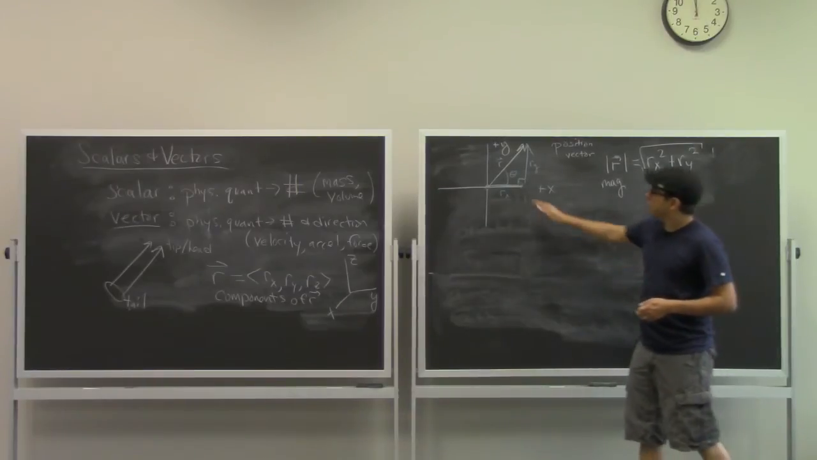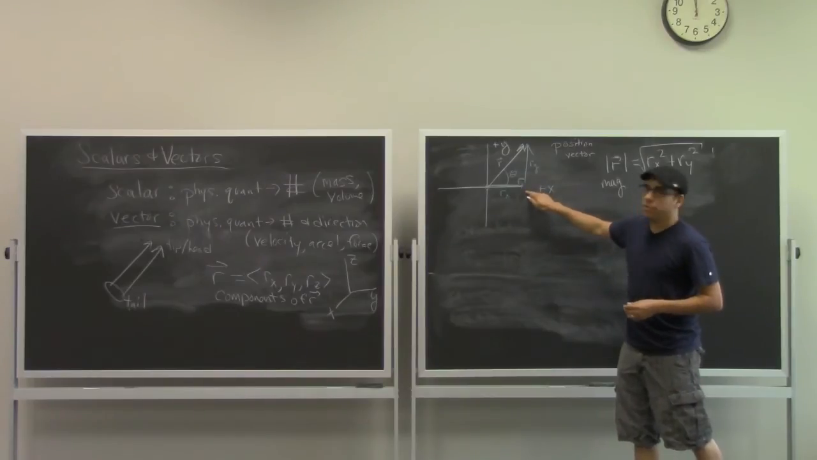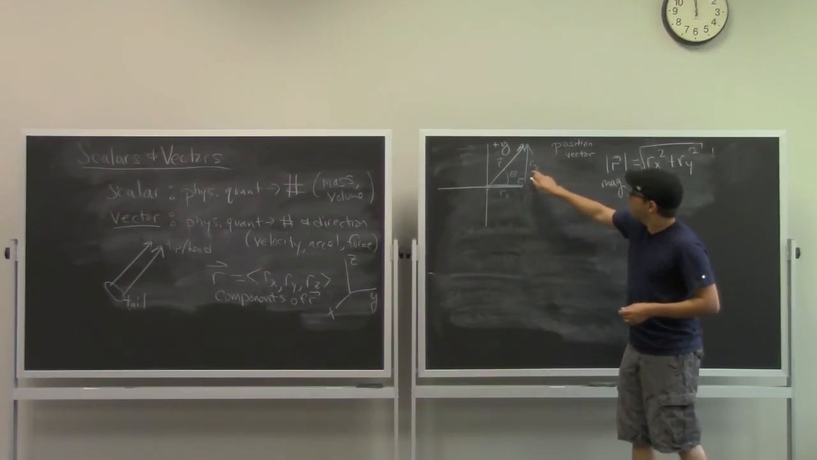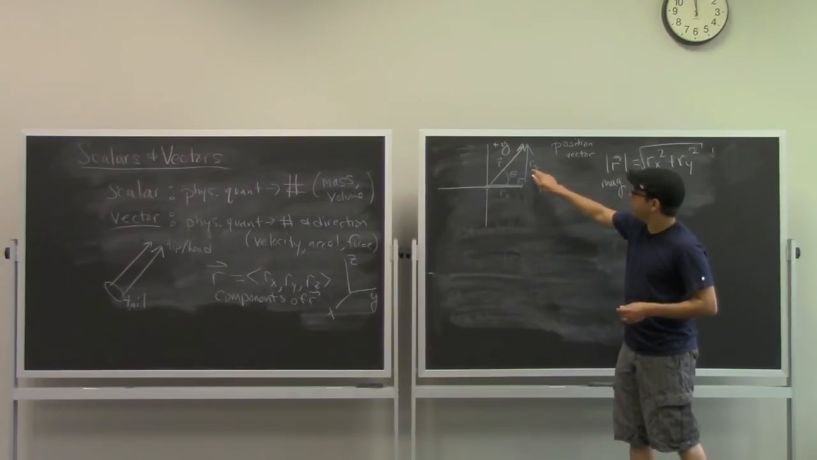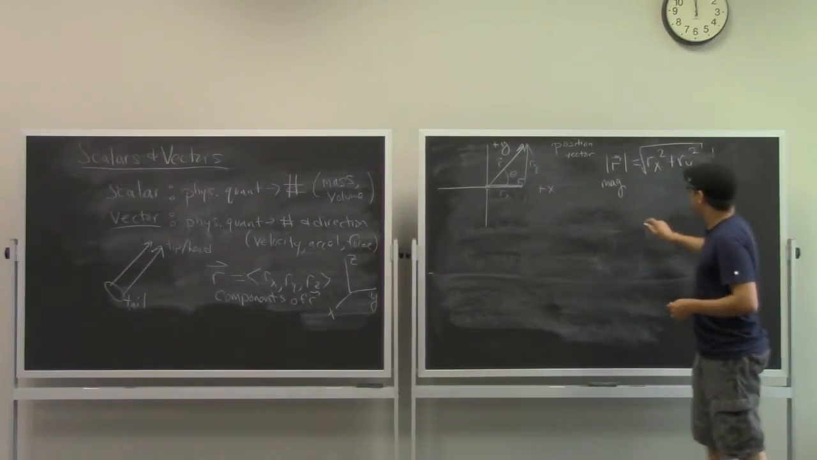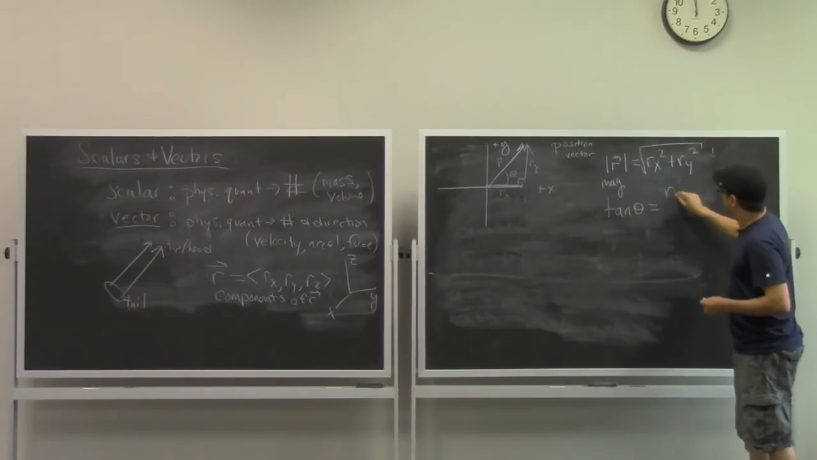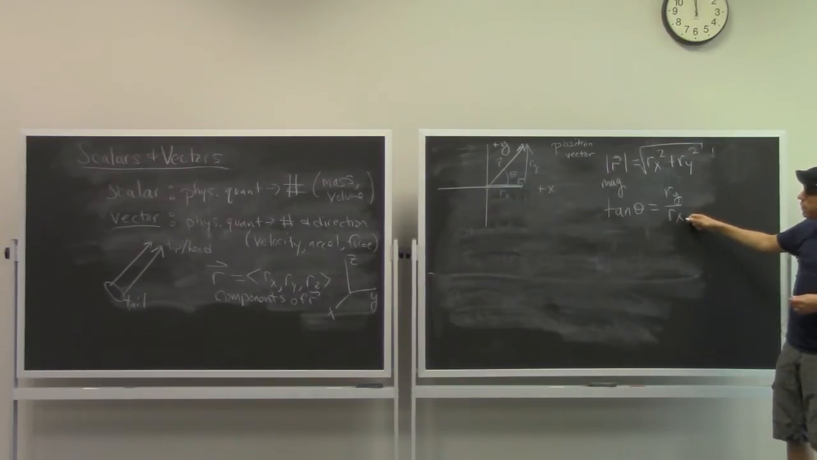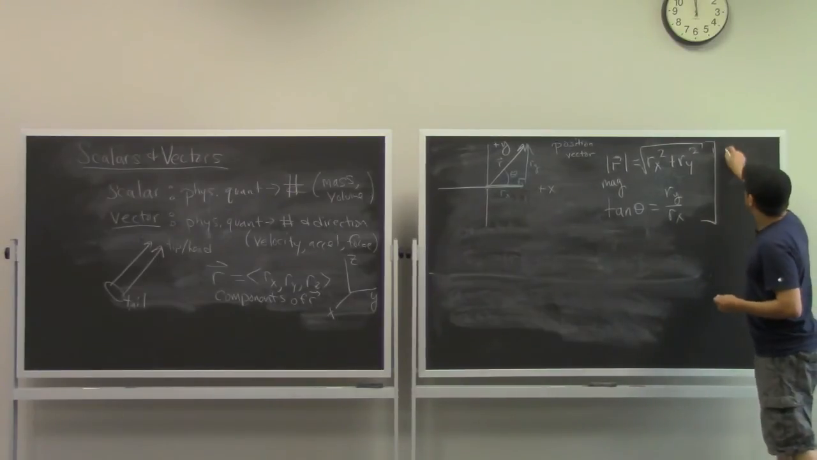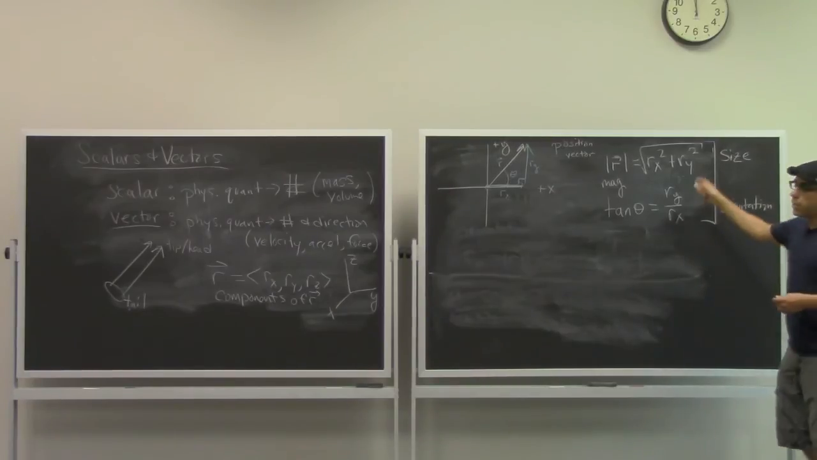The other thing we can do is figure out the angle that vector makes with the x-axis, and we can do that using trigonometry. We know that if we have these components, the tangent of this angle is equal to the ratio of the opposite to the adjacent side. So we can determine the direction by taking the ratio of the opposite to the adjacent side, or the y component divided by the x component. So this information gives us both the size and the orientation if we know the components.